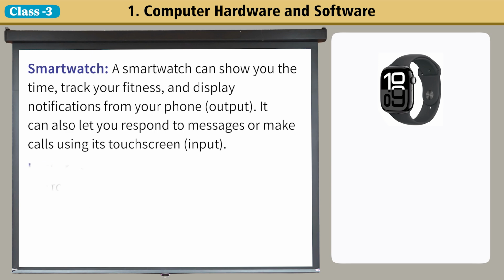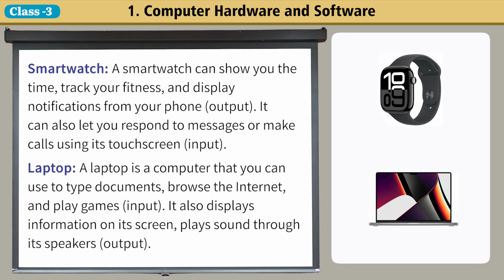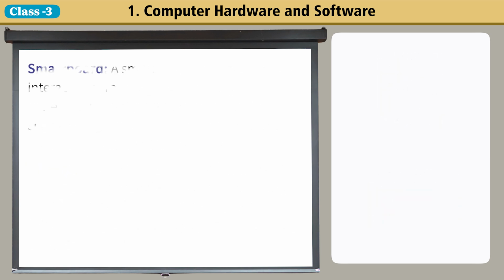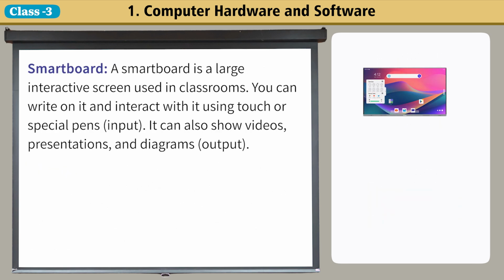Input. Laptop. A laptop is a computer that you can use to type documents, browse the internet, and play games. Input. It also displays information on its screen, plays sound through its speakers. Output. Smartboard. A smartboard is a large interactive screen used in classrooms. You can write on it and interact with it using touch or special pens. Input. It can also show videos, presentations, and diagrams.